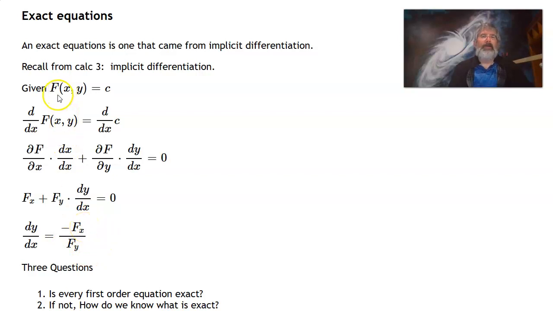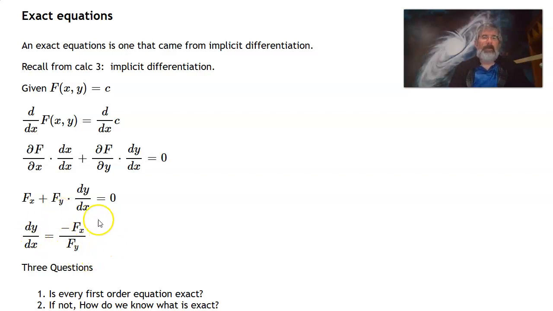You end up with whatever this function is, take the partial with respect to x, stick it in the numerator with a minus sign, take the partial with respect to y, stick it in the denominator with a plus sign, and that's what dy/dx is. Okay. So that's the process of implicit differentiation. Our job today is to reverse it, try to go the other way.